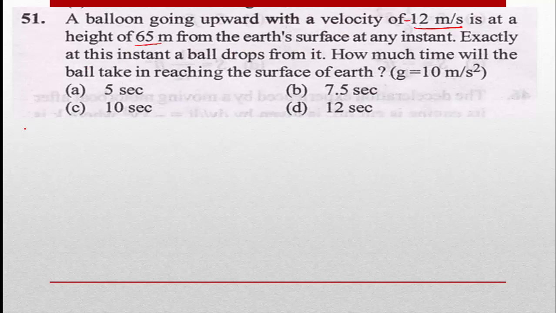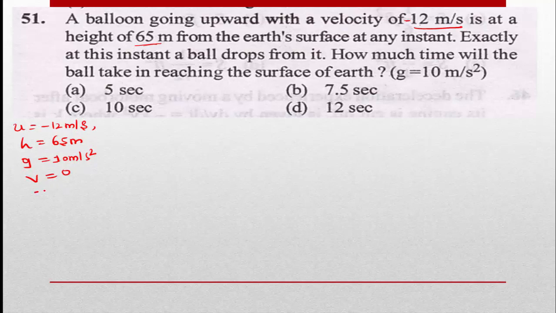Here, the given values are like this. The initial velocity u is equal to minus 12 meter per second, and height h is equal to 65 meter. The acceleration due to gravity g is equal to 10 meter per second square. The final velocity of the body is 0.